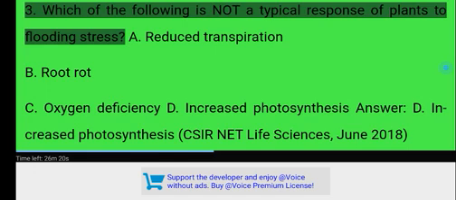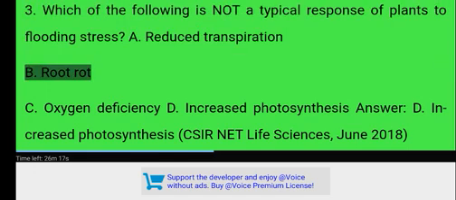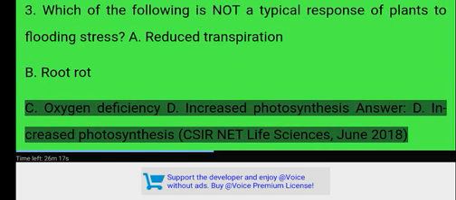3. Which of the following is not a typical response of plants to flooding stress? A. Reduced transpiration. B. Root rot. C. Oxygen deficiency. D. Increased photosynthesis. Answer: D. Increased photosynthesis. CSIR NET Life Sciences, June 2018.